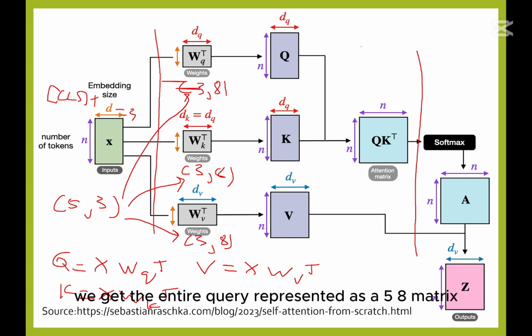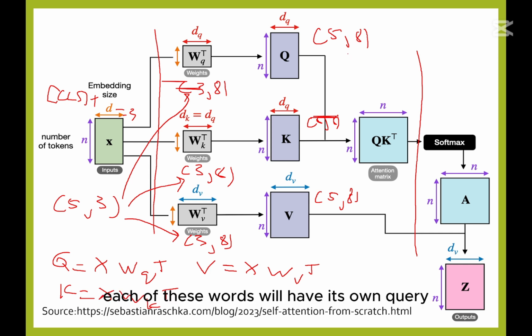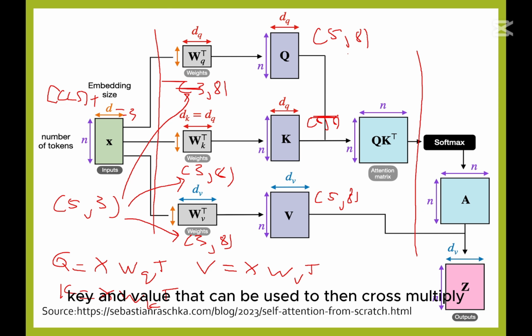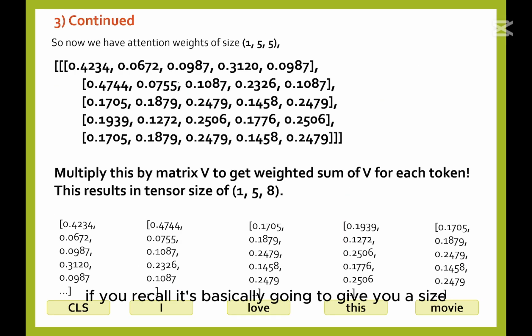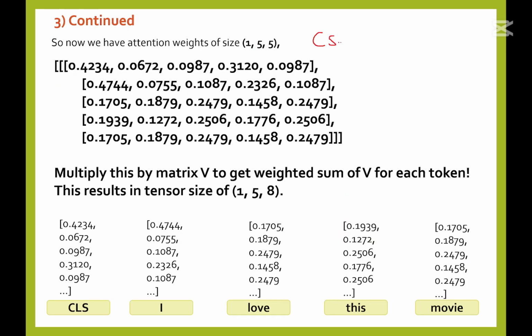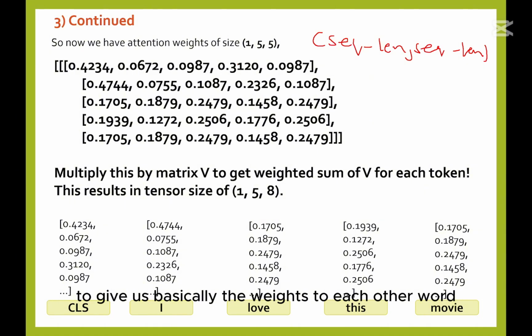So once we do this, the entire query will be represented as a 5, 8 matrix. Key is 5, 8, and value is also 5, 8. Nothing too fancy, it just means that each word has a size 8 vector. So basically, each of these words will have its own query, key, and value that can be used to cross multiply and find each of its attention scores and attention weights, which happens in query multiplied by key transpose. If you recall, it's basically going to give you a sequence length by sequence length size. Basically meaning, from the CLS perspective, for example, this is how I view every other word, to give us the weights to each other word.